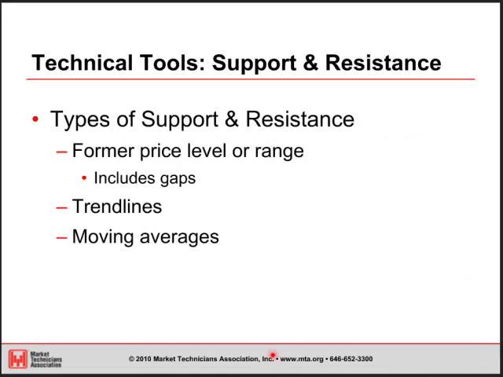So, different types of support and resistance. We see former price levels or ranges tend to be support or resistance. That includes gaps like we looked at before, trend lines as well, and moving averages. There's a few more that we'll go into in a minute also.